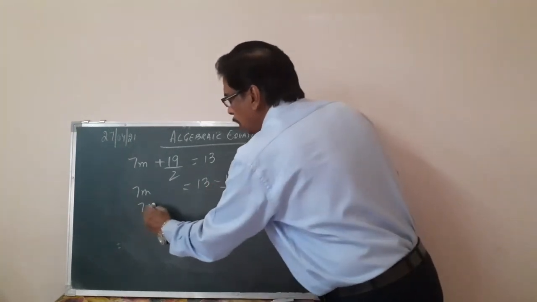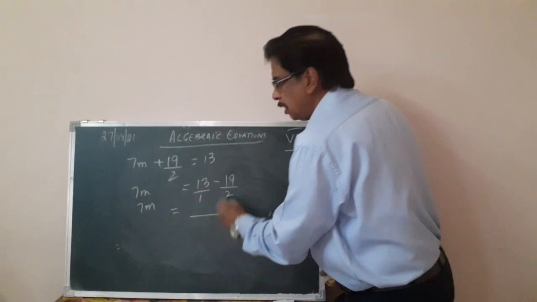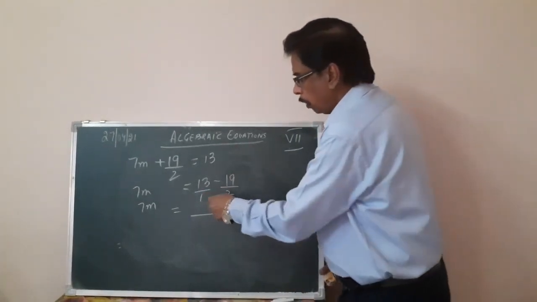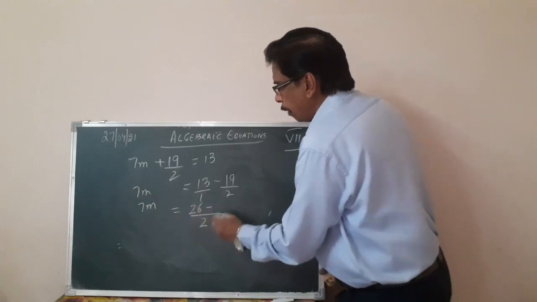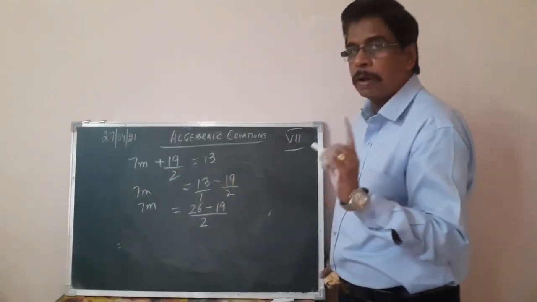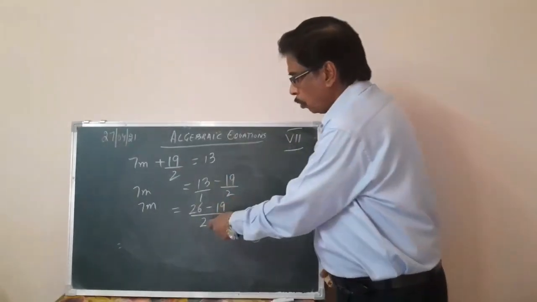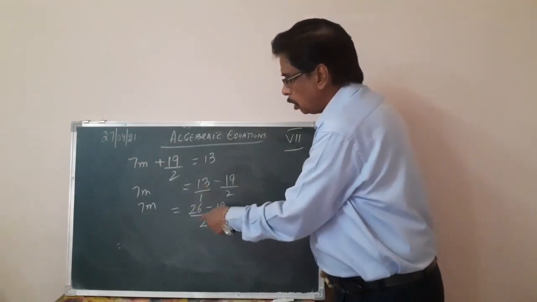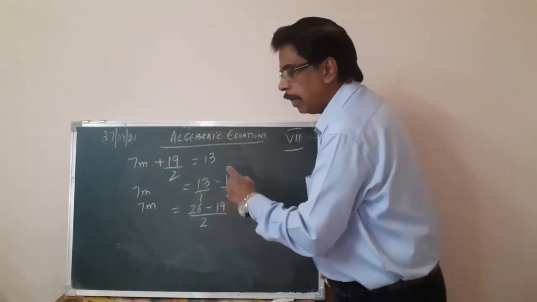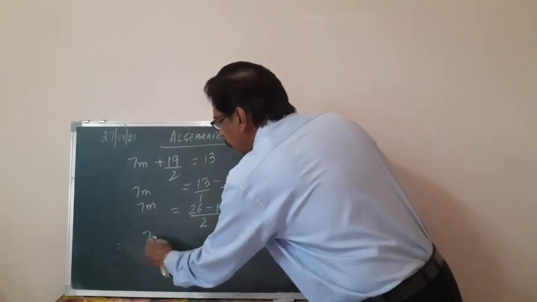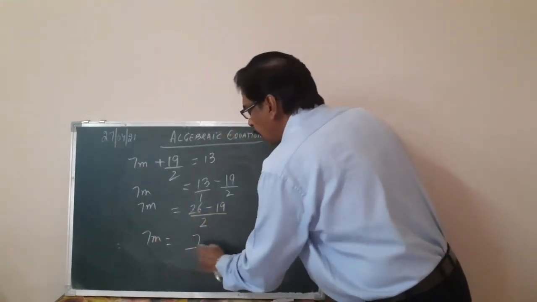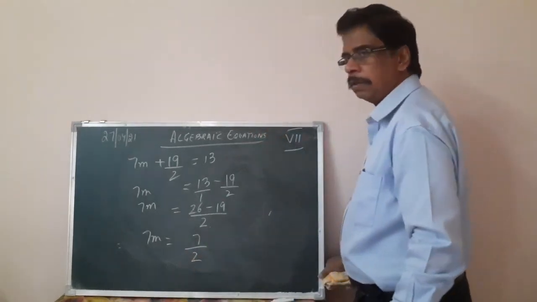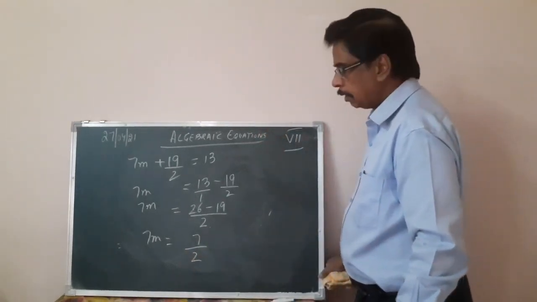So 7m is equal to, remove the LCM, put upon 1, LCM is 2, now 2 into 13 is 26 minus 19. I think this is clear to you, I have already explained so many times. 2 divided by 1 is 2, 2 into 13, 26, 2 divided by 2 is 1, 1 into 19, 19. So we have 7m is equal to 26 minus 19, we get 7 upon 2. Correct?